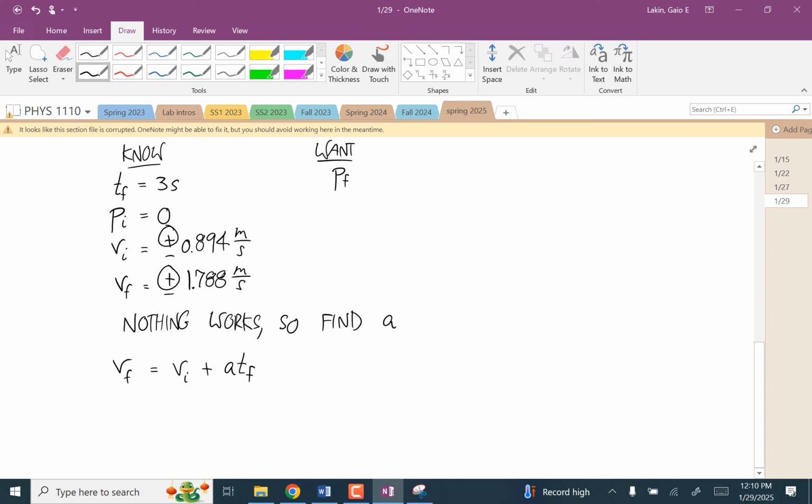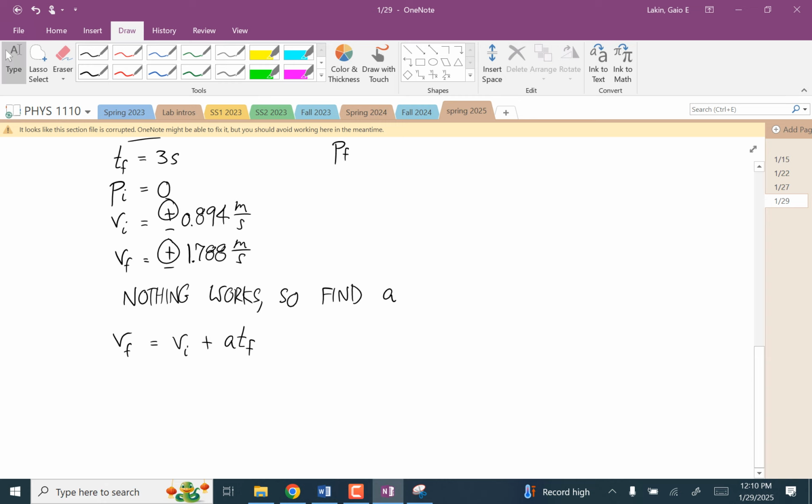Because we're trying to find A. VF we know, VI we know, and TF we know. It's possible something else would work too, but if this one works, it's the simplest one. You always want to use it. So now I'm just going to plug in the values.